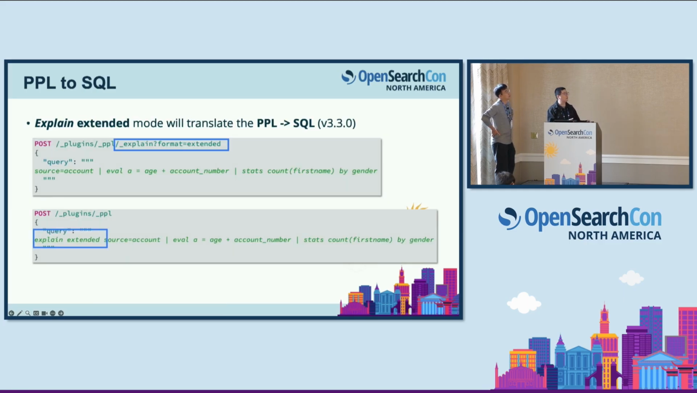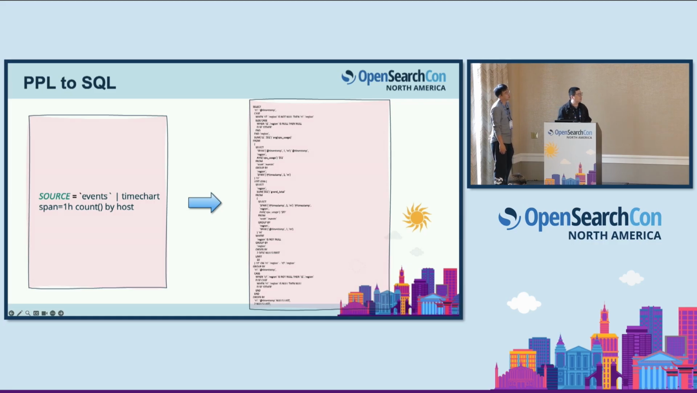Also, PPL can be translated to SQL. We use the explain command with the extended mode or extended parameter. Or you can add format equals extended in the endpoint. Then the PPL will generate the SQL. This example of the PPL command and the relative SQL is on the right side. You can see there is a big difference, because SQL has some standards, so it cannot provide this power to simplify the query.